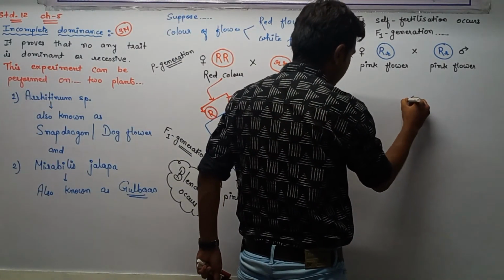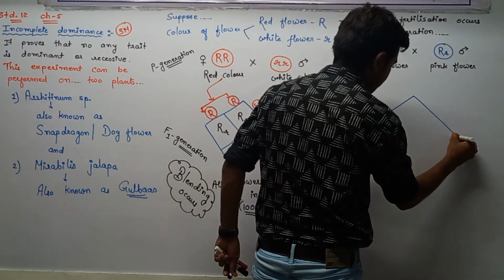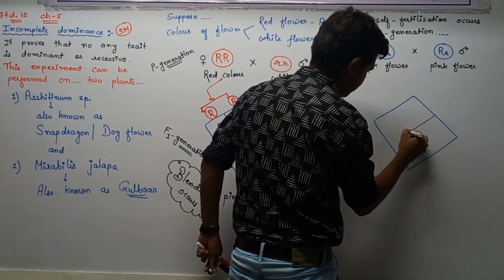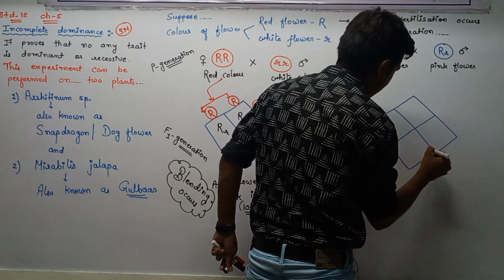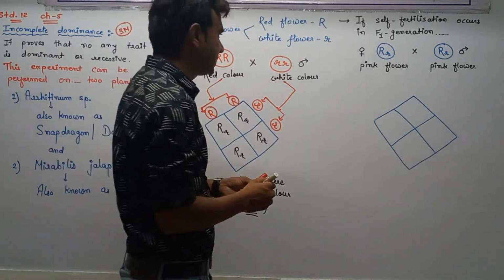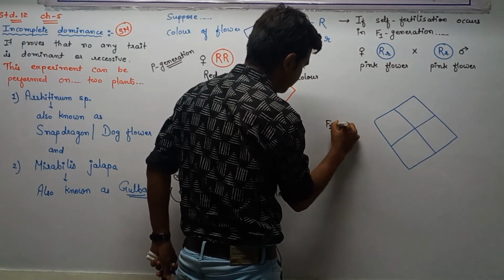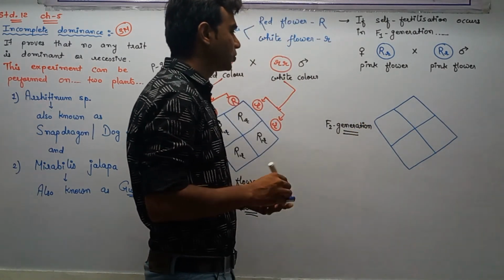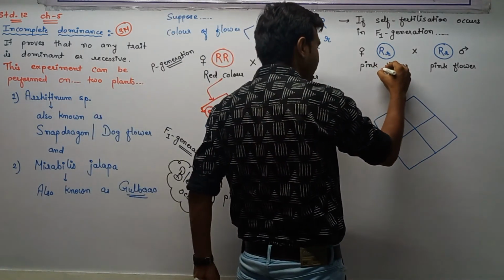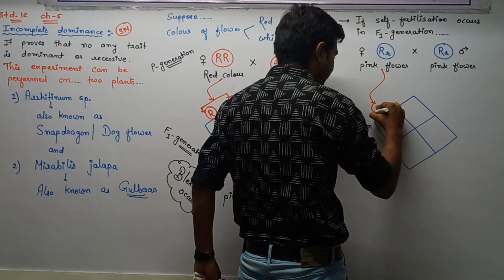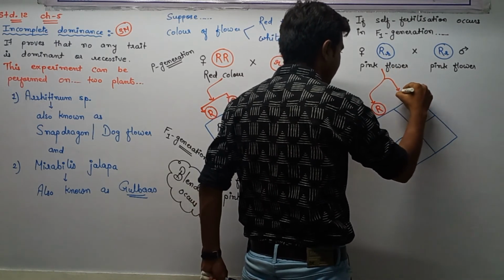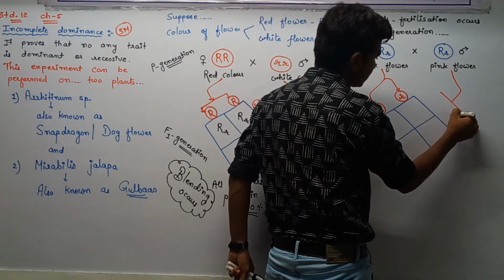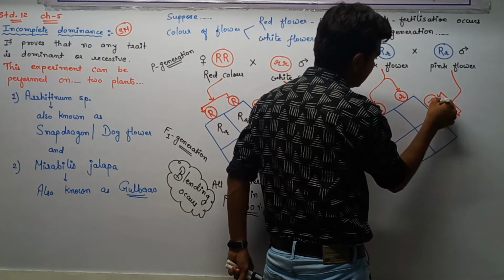This is the F2 generation Punnett square. Here we have capital R, small r. This flower produces two gametes: one is capital R and another is small r. Similarly, this pink flower produces two gametes: one is capital R and another is small r.